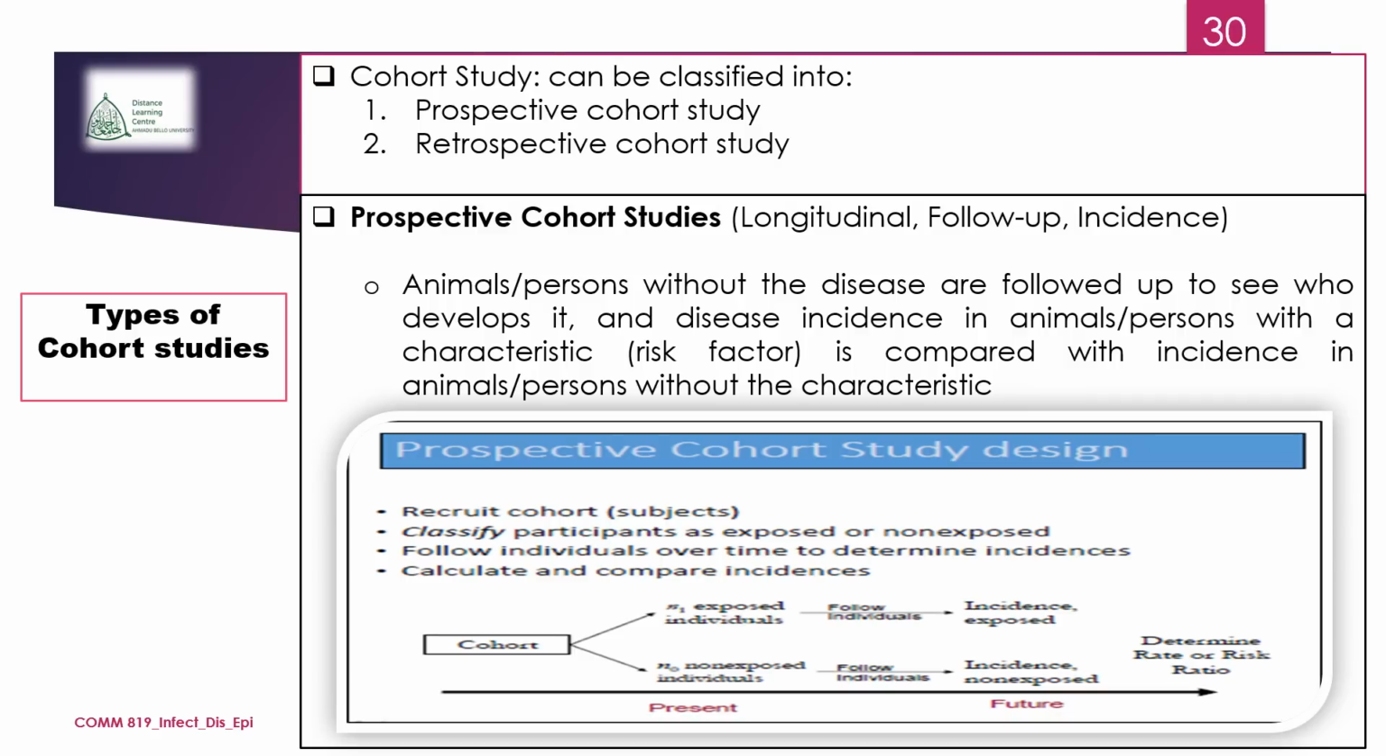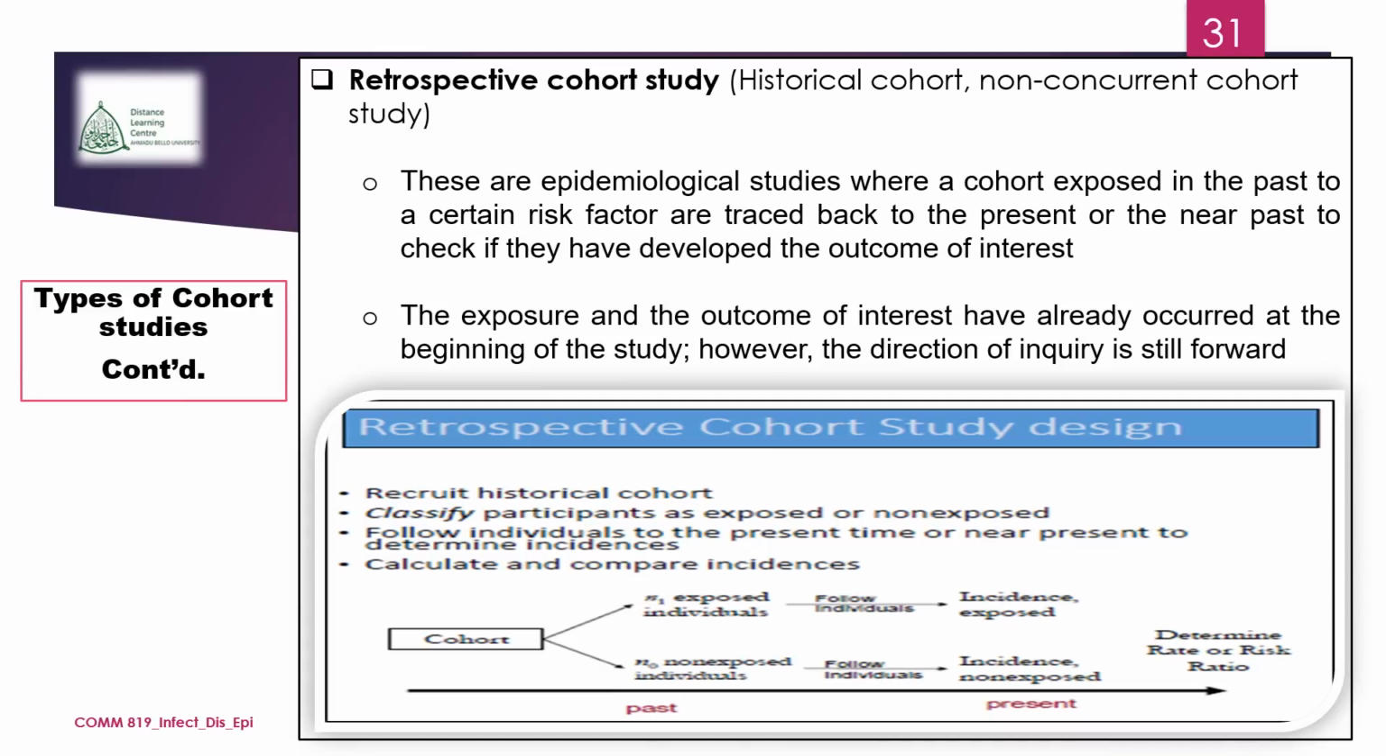Then the other type is retrospective cohort study. This is also called historical cohort, non-concurrent cohort study. This one is based on history. You are going from past to present. You want to see what was the actual exposure in the past. It could be in the past 10 years to present. So that is it.